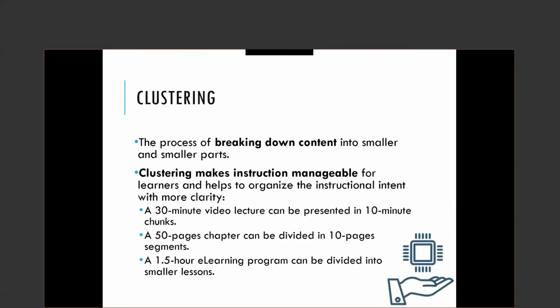Then you have clustering. And I would like to stop a minute here. Clustering means breaking down content into smaller and smaller parts. The technical term is clustering. The informal term is chunking. And if you're working in the e-learning space, you may have heard the word micro-learning. It's essentially what we are talking about here. Clustering makes the instruction manageable for learners and helps them to organize the instructional intent with more clarity.